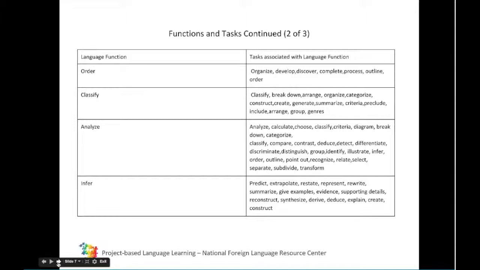Here are more language functions and tasks associated with language functions. Students in a Spanish world language classroom would view a bullfighting poster, and they'll also view a PETA poster, because we want them to infer, we want that language function. They would have the task to provide examples and support details from both posters to begin to understand why bullfighting is such a controversial topic. And that's within the bigger project of, is bullfighting torture or is it art?